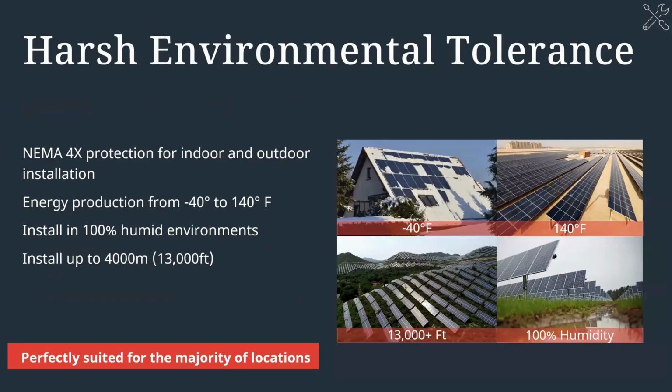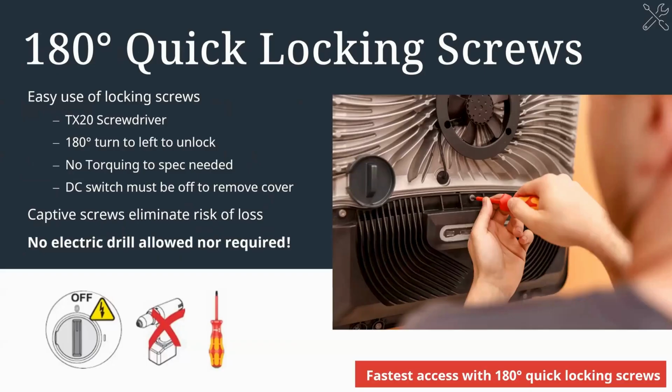Harsh environmental tolerances. This inverter was made for outdoors and indoors installation with energy production between -40 and 140 degrees Fahrenheit. It can be installed in 100% humid environments. It can be installed up to 13,000 feet in the air. It's got that nice NEMA 4X protection and a little bit bigger of a look at those 180-degree locking screws.